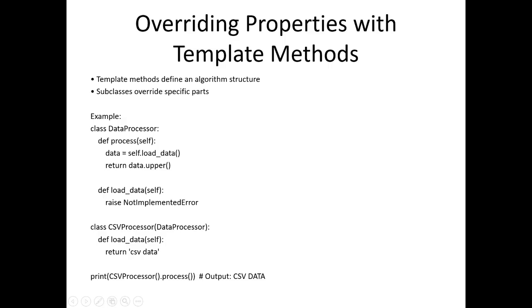So the next slide is overriding properties with the template method. Sometimes we want subclasses to redefine only part of a process. That's where the template method pattern comes in. We define the main logic in a parent class and let subclasses fill in the details. It keeps our code structured while still allowing customization.